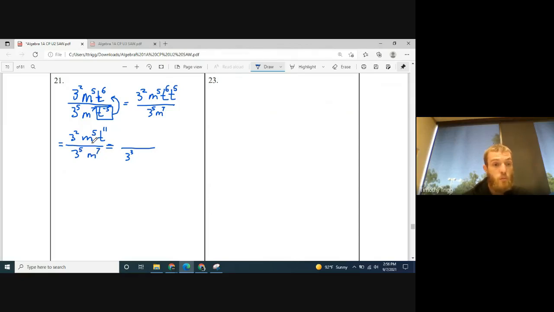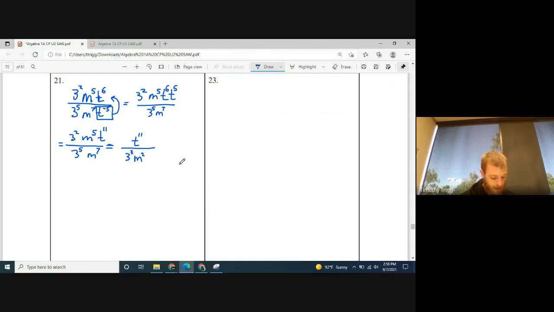The m's, well, we have m to the fifth and m to the seventh. So what is that going to leave us with? Well, m squared. Would that m squared go on top or on bottom? Well, the m squared would go on bottom, because you have more on the bottom. The t to the 11th has no one to cancel with, so we're just going to rewrite it just like that.